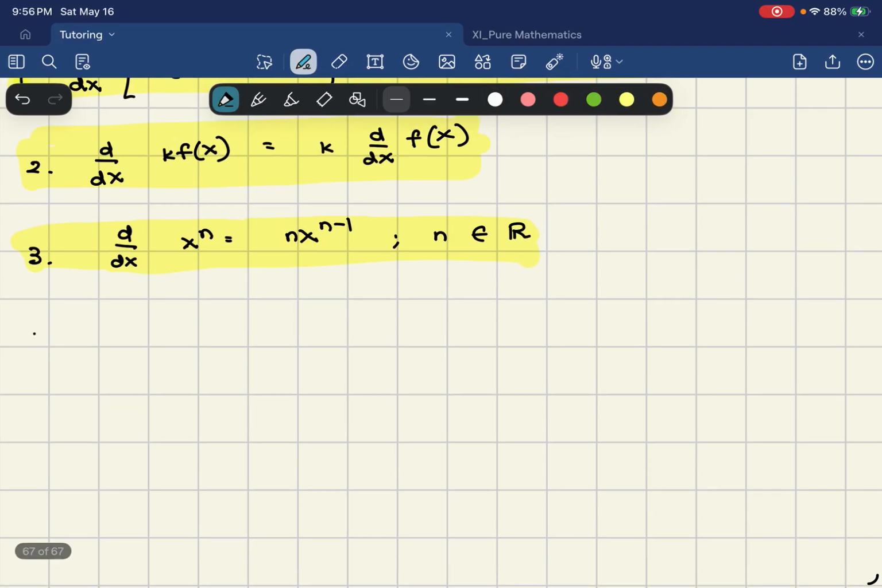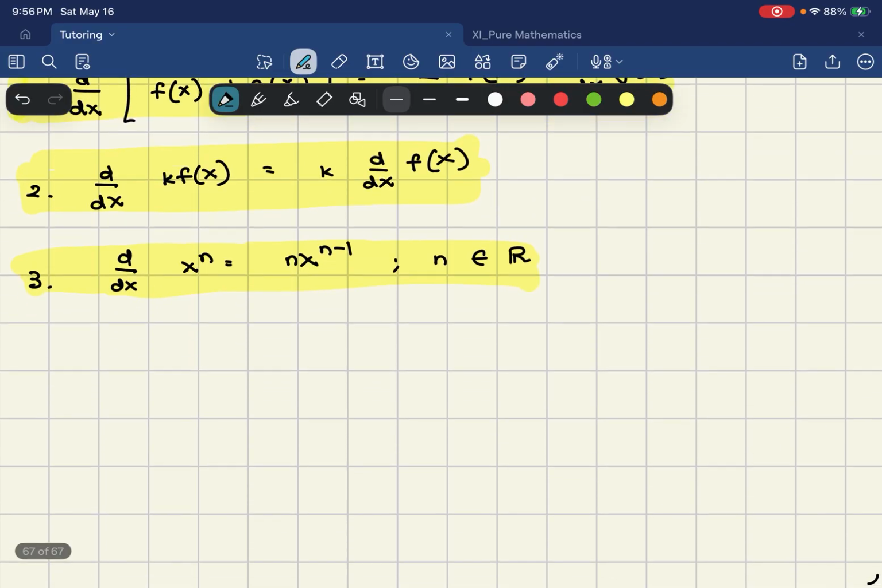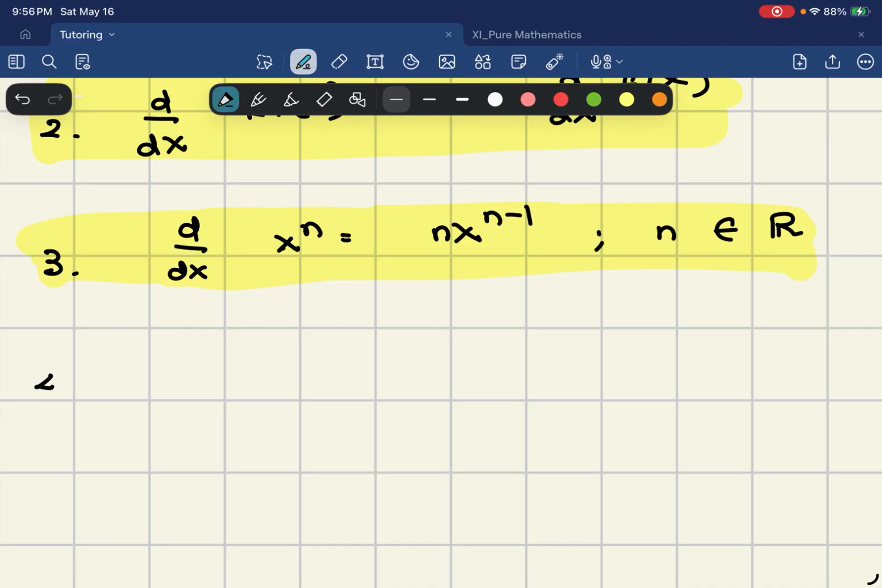All right. So now, let's look at this rule. We are going to cover this again in a future video. If I have the product of two functions, f of x times g of x.